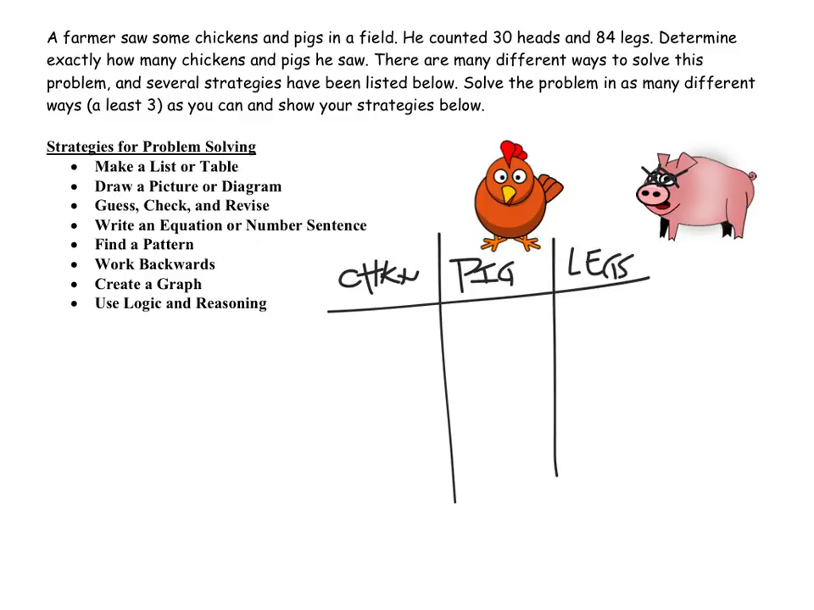Now just to start off, let's say that I had no chickens. Well, if I had no chickens, then how many pigs would I have? 30, because there's 30 heads. Now, if I had 30 pigs, how many legs would I have? 120. How do we get 120 legs? Times it by 4, because pigs, as it turns out, have 4 legs.